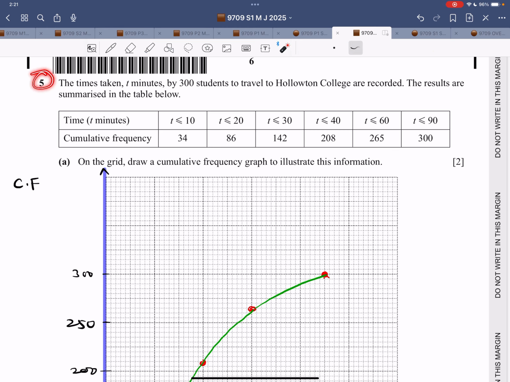Now over here, question number 5, comparatively the boring part because you have studied it in O-levels also. The time taken by 300 students to travel to college is recorded, and the results are summarized. So this is a cumulative frequency table. T is less than or equal to 10, less than or equal to 20, and so on. On the grid, draw a CF curve.